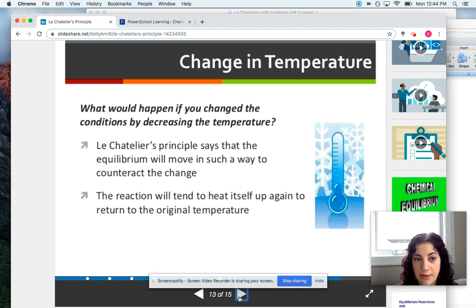But what if you decrease the temperature? What would happen if you change the conditions by decreasing the temperature? Again, Le Chatelier's principle says that the equilibrium will move in such a way to counteract the change. So the reaction will tend to heat itself up again to return to the original temperature.